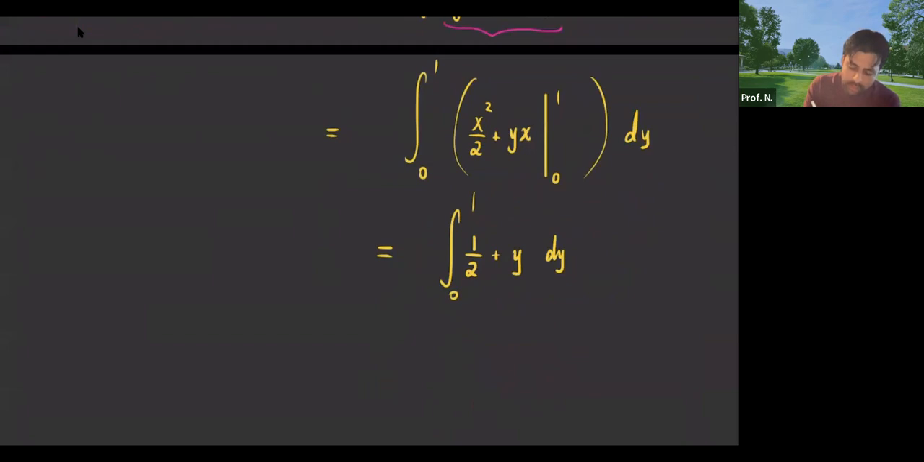And then when I integrate this, I get 1/2 y plus y squared over 2, and I evaluate that from 0 to 1. When I do that, I get 1/2 plus 1/2. If I plug in 0, it goes away. And guess what I get? I get exactly what I expected, 1.